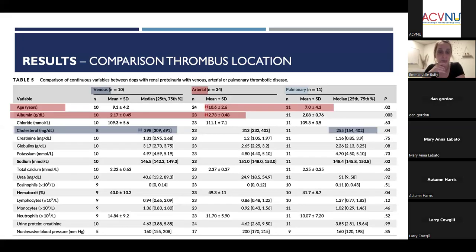And to continue, what were the differences between the locations? If we look at the age, the dogs with an arterial thrombus were definitely older compared to the ones with pulmonary thromboembolic disease. The albumin was also definitely higher if we compare the arterial to venous, at 2.73 compared to 2.17 here. And the cholesterol was also found to be higher in the venous group compared to the pulmonary thrombotic disease.